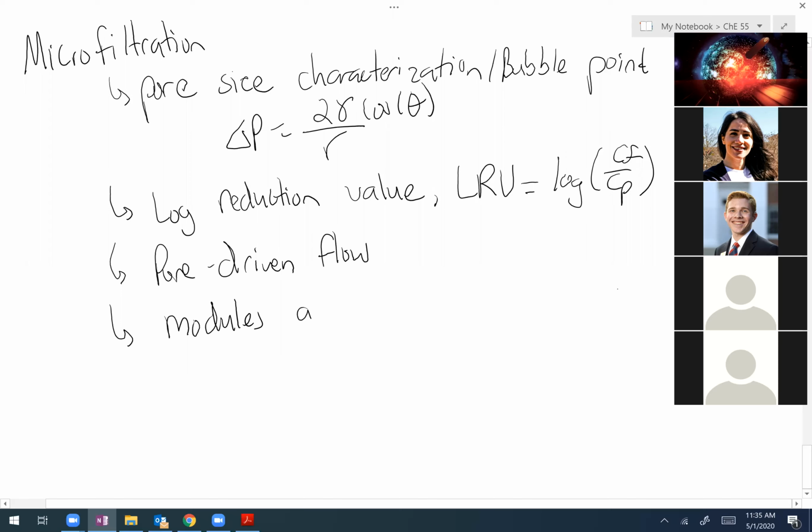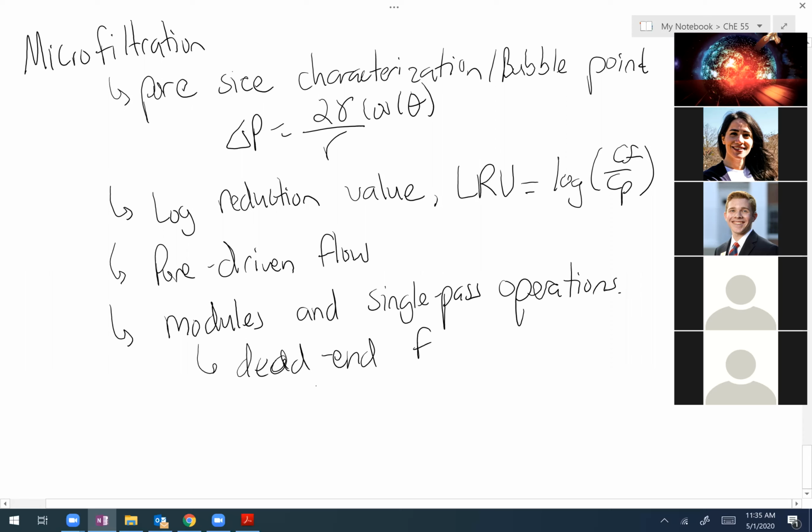Single pass operation. We really didn't do a ton of this. This is going to be a lot of dead end filtration tests. All right, I think we called those the challenge tests to determine your LRV values. And knowing the difference between, what is it, screen filtration versus depth filtration.